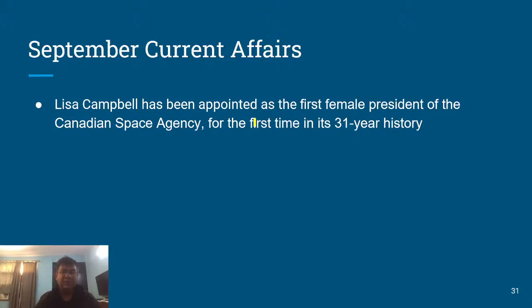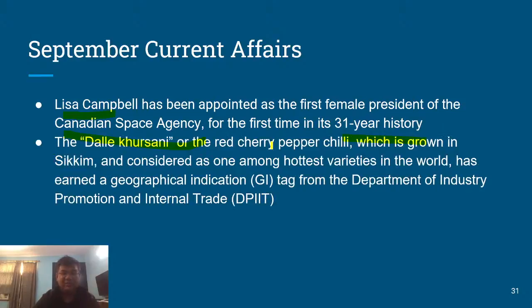Meanwhile, Lisa Campbell, she's a very senior person. So this is the Canadian Space Agency. This is different from NASA. NASA, of course, is from the US. Canadian Space Agency works independently, though there's a lot of collaboration with NASA. So it has its first ever woman president. As you can see, it's only a 31-year-old organization. So started much after NASA, 1989. NASA was started in the 60s, I believe. And Lisa Campbell has become the first female president of this organization.